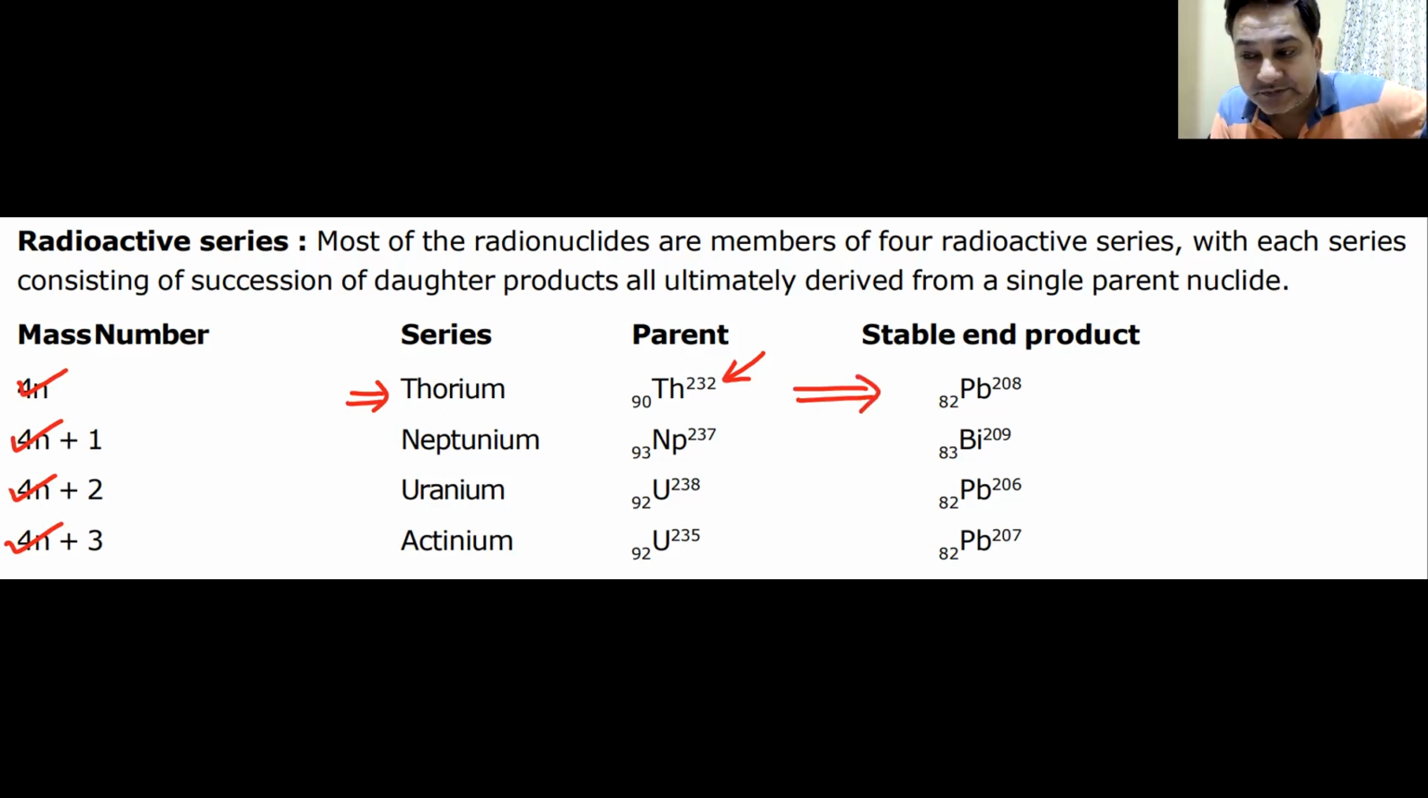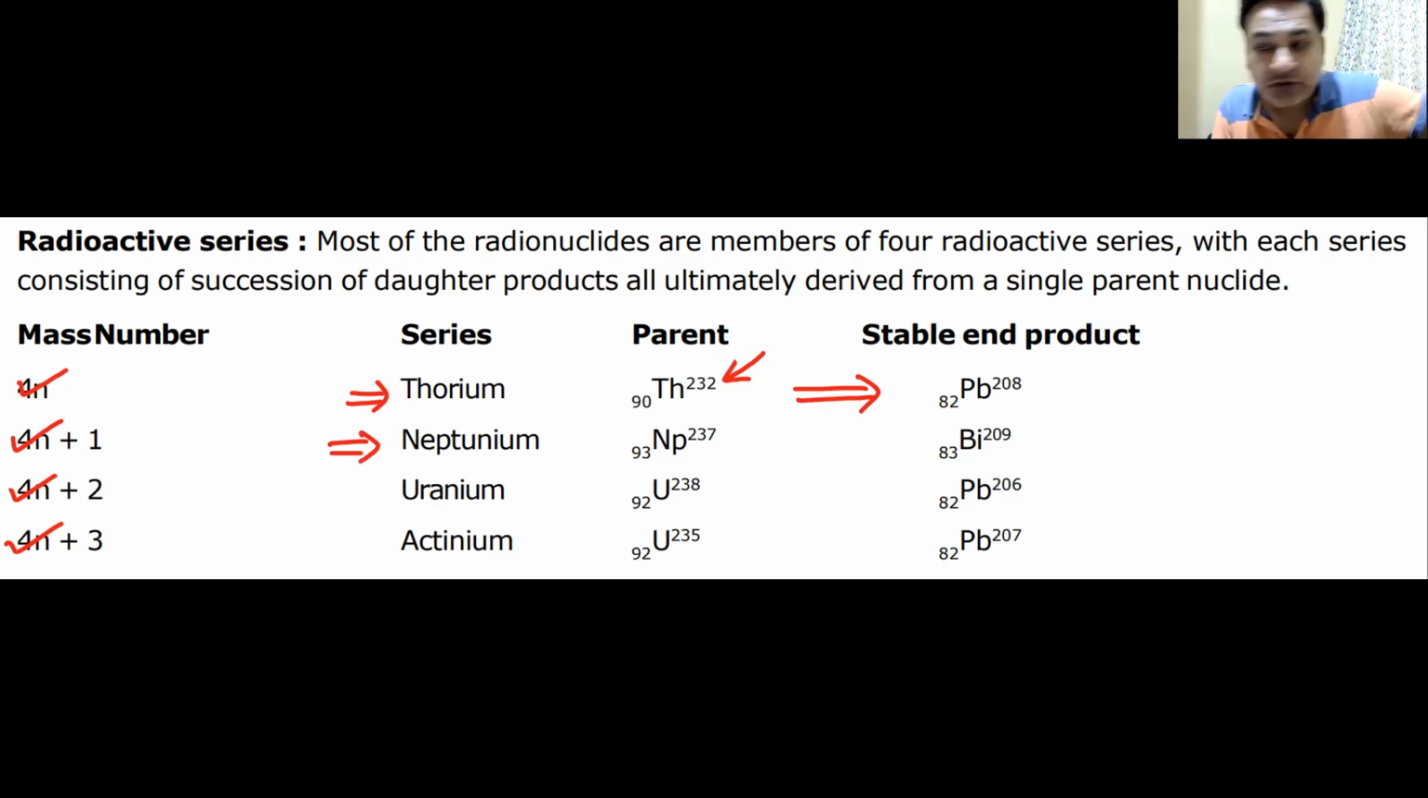Do we understand this? So you have to remember each and every series, the starting product and the end product. This is what you have to mug. Do we understand this? Yes, sir. You may not note it down. You can mark it in the book and you can read it from there. Then we have 4N plus 1 series, Neptunium.